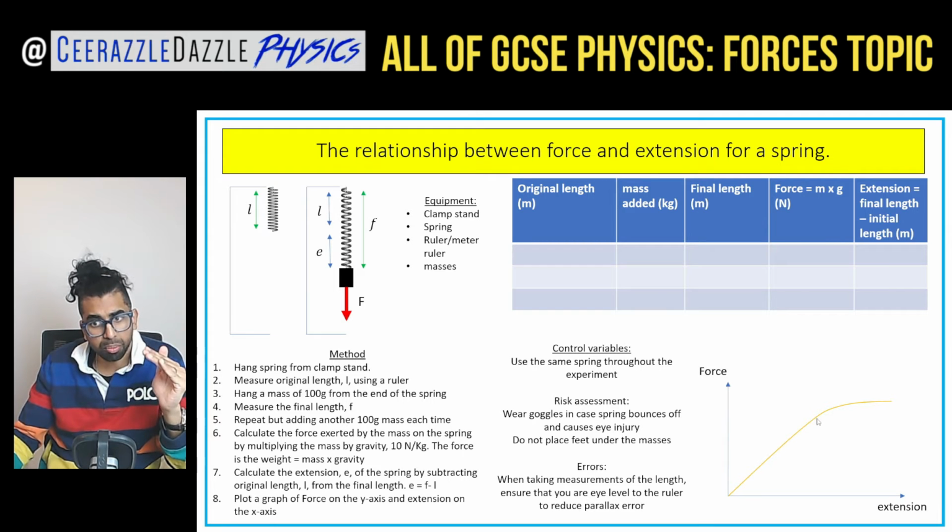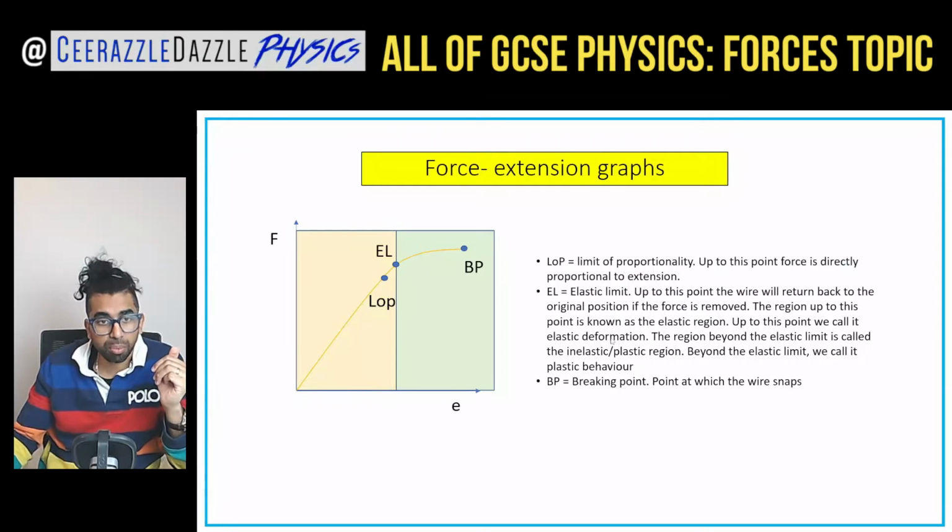It should be going up initially. It may curve off at the end, but you should go up first of all and then curve off at the end. Force extension graph. So there are parts of the force extension graph you should be familiar with. The first one's going to be the limit of proportionality. I always call it LOP. It's the last point at which the force is directly proportional to the extension over here.